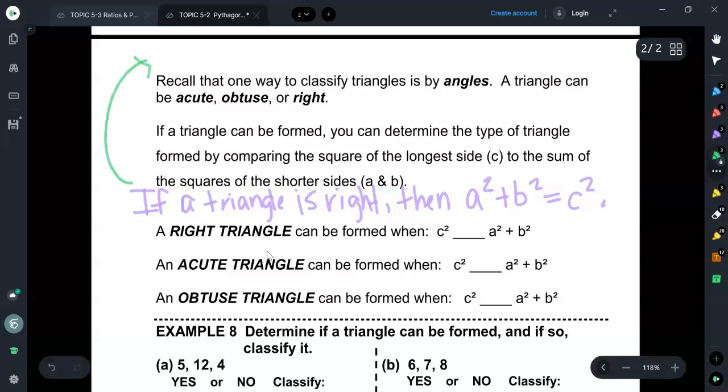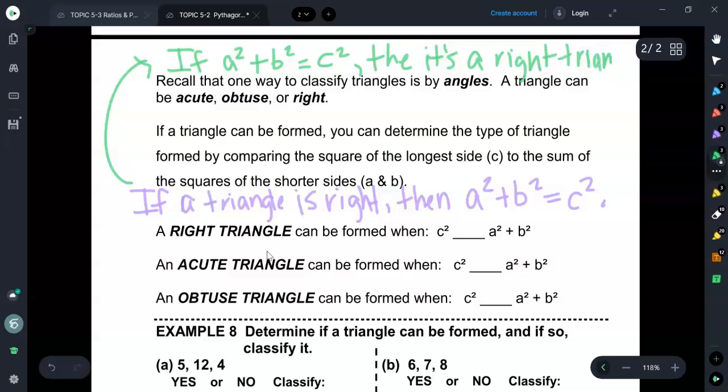So what would the converse say? Well, I'm going to come up here and write the converse. The converse says if a squared plus b squared equals c squared, then what can I say? It's a right triangle. So what I'm going to do is test a squared plus b squared and compare it to c squared to see if it's a right triangle or not. So a right triangle can be formed when c squared is equal to a squared plus b squared. Okay, we've established that. That is the Pythagorean theorem.